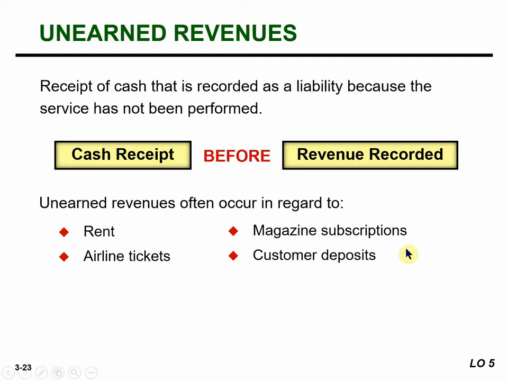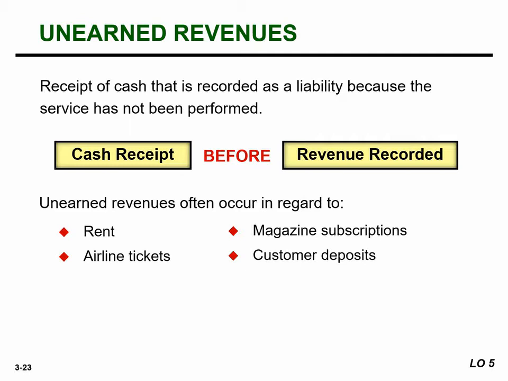Magazine subscriptions, which are subscriptions to magazines and newspapers, for example. So the customer in this case will pay a subscription for maybe a full year or maybe for a full month, but he will receive the magazine on a weekly basis. So in all of these examples, the customer pays today, but the service will be provided to him in the future.